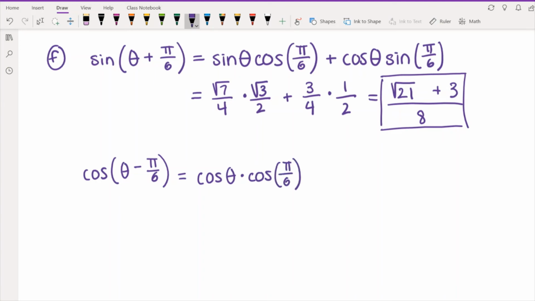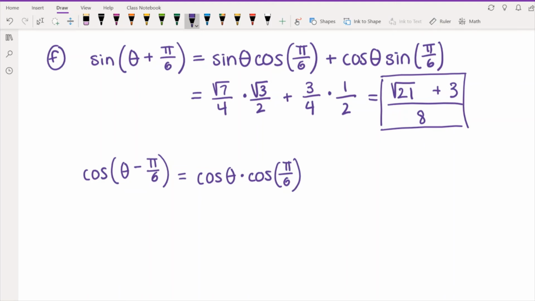And so why did I not put a negative? Well, how does the subtraction rule work for cosine? It's just like the addition rule, except that you flip the sign in the middle. The reason for that is that you could say cosine of negative pi over 6, but cosine is an even function. So there's no reason to put that negative sign there.